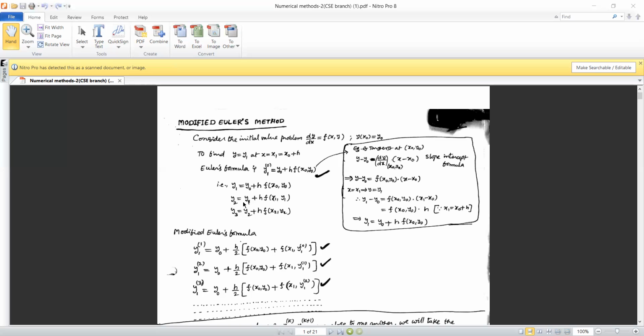In this method, there are two formulas which involve prediction of the value of y and then correcting the value of y. Number one is the formula which gives the predicted value, the direct value which we are expecting: y1 equal to y naught plus h f of x naught, comma, y naught. Here on y1, it is given 0 in the power. This shows the initial value of y1.